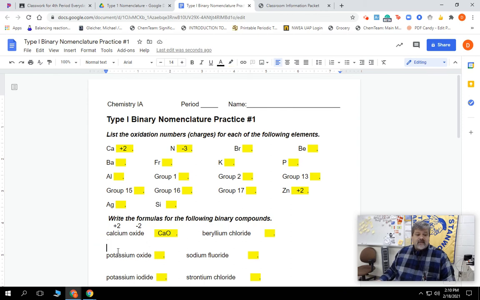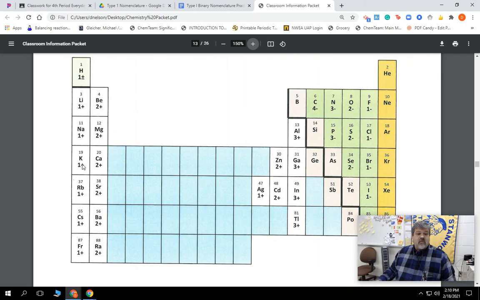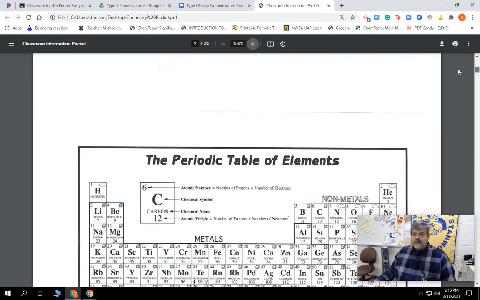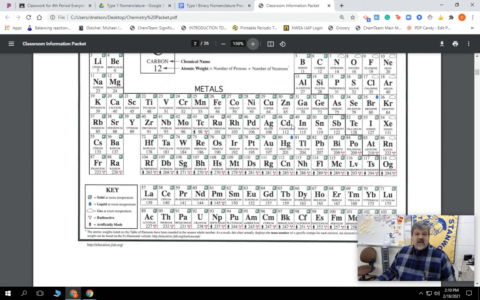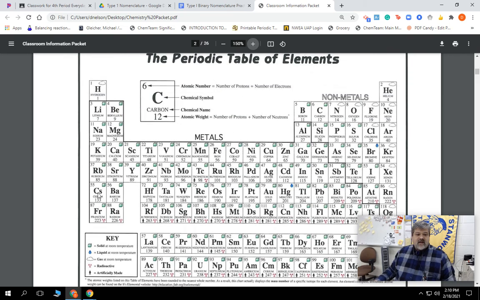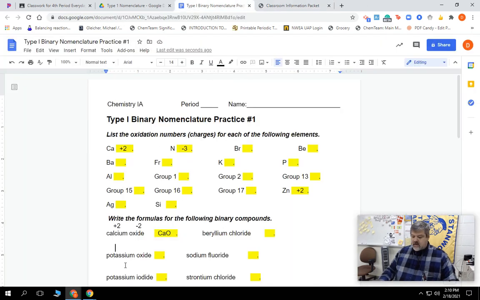We have potassium oxide. So I'm going to find where potassium is. Okay, go back to here. Potassium is right here. It's a +1. Now again, I can go ahead to my periodic table and do the same thing. Here's potassium. It's in column 1A, so it's a +1. Go back here. We're going to put a +1 right there. Go over to oxygen. Oxygen, we just did it up here. That's a -2. They do not cancel.